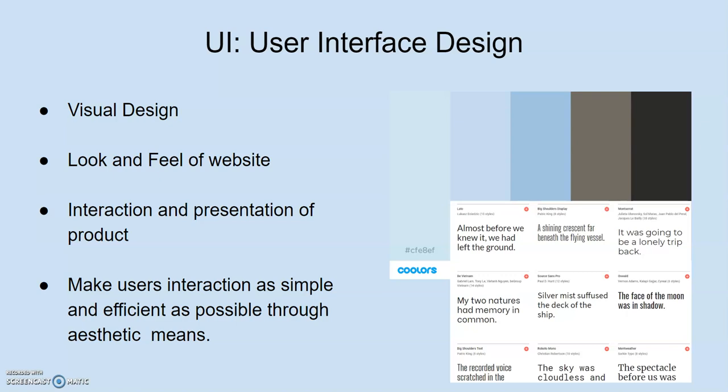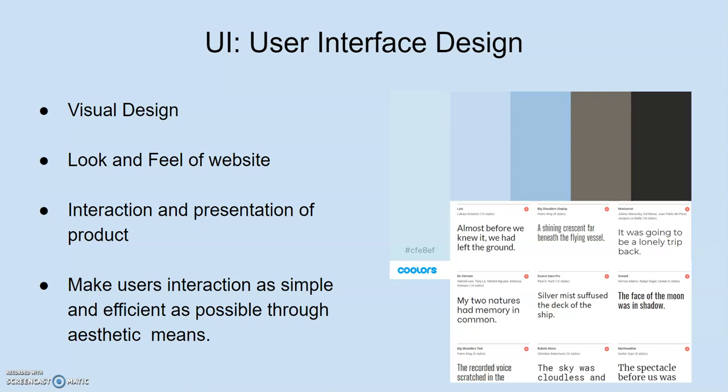So the interaction part would be buttons and navigation. Are they easy to see, or do they work? Also, the flexibility of the website. Does the website look good and function properly on a computer screen? When you make it smaller and view it on a tablet or a mobile device, does it still look good and function properly, or is it cut off and you have to scroll horizontally to see everything that's on the website?